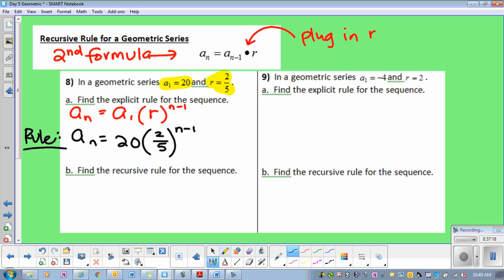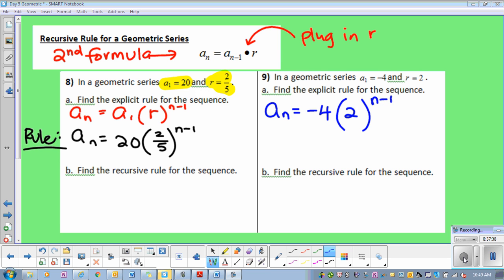Can you guys do that for 9a, please? So for the 9a, you should have a sub n equals -4 times 2 to the n minus 1. Yes? Good. So then let's look at recursive rule.